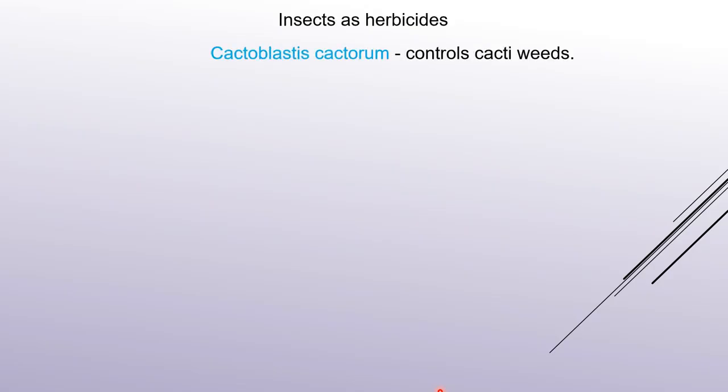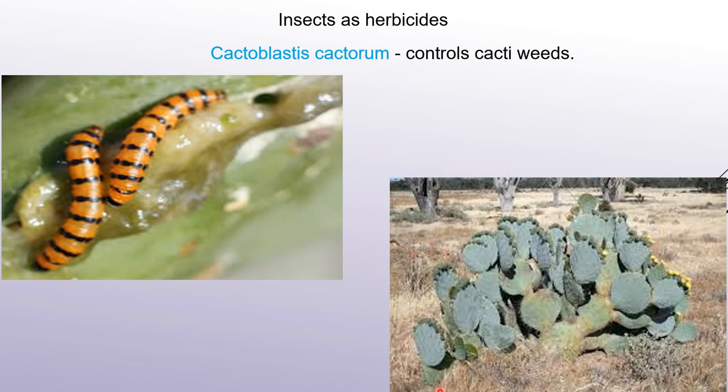Insects as herbicide. Cactoblastis cactorum. It controls the cacti weed. This is the insect. The name is Cactoblastis cactorum, as the name suggests, it is going to control this cacti weed, that is the cactus. I hope till now everything was very clear to you all, because all these are very important and you need to remember and focus on the names.